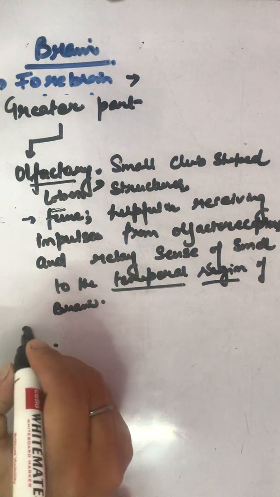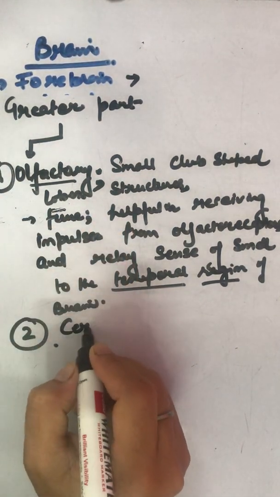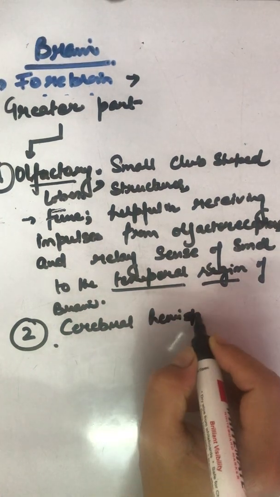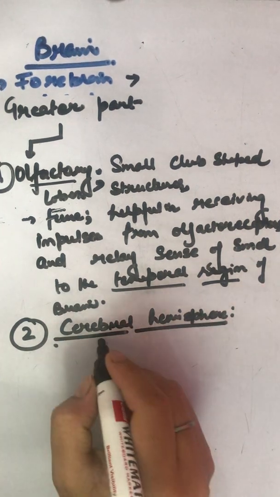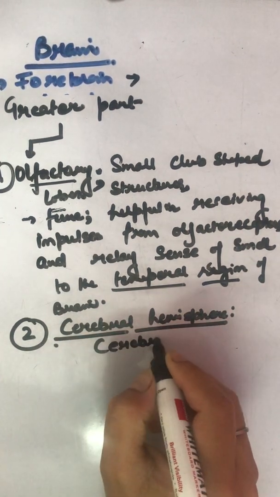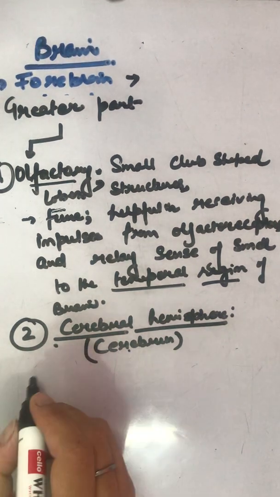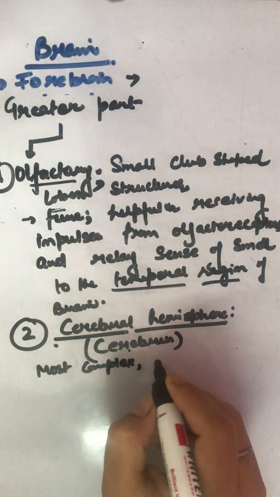Then moving to the second part of it. It is the cerebral hemispheres, or the cerebrum, the most complex along with the most specialized.